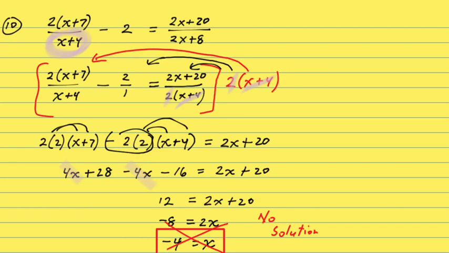On the last one, to add or subtract fractions, you need a common denominator. To get a common denominator, you'd have to factor the 2x plus 8 into this. So your common denominator is 2 times x plus 4. When I multiply on the first one, the x plus 4's cancel, leaving me 2 times x plus 7.